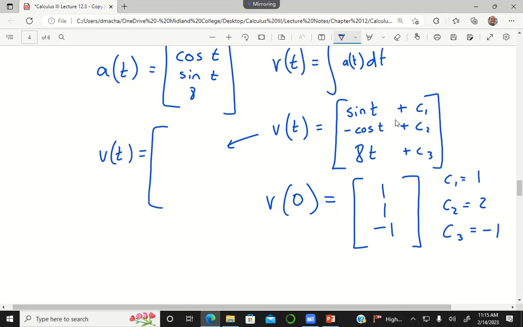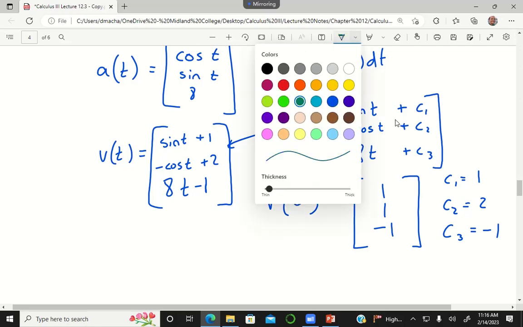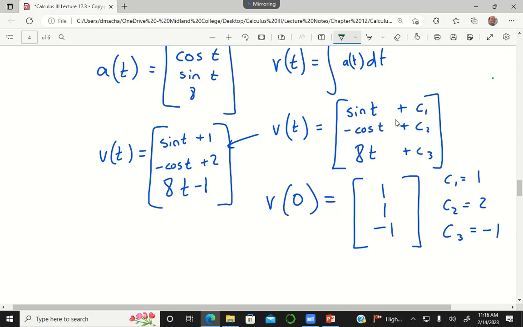So that means my velocity vector is going to be sine of t plus 1, negative cosine t plus 2, and 8t minus 1. That makes sense so far? Okay. Now, my position vector is going to be the antiderivative of my velocity vector.